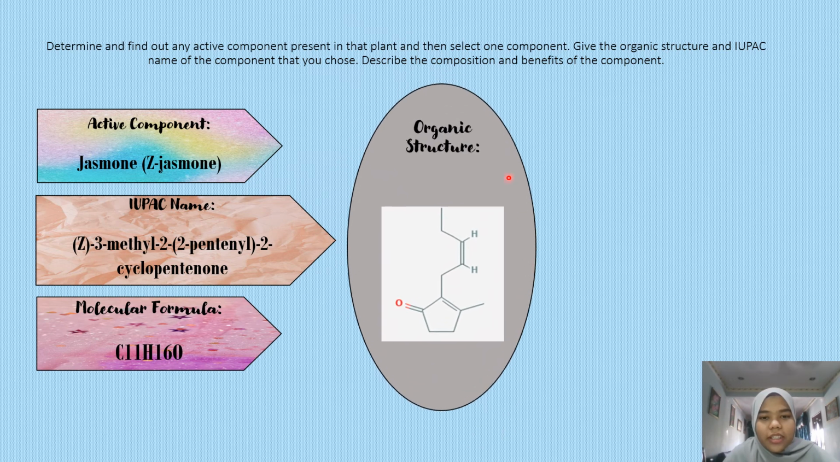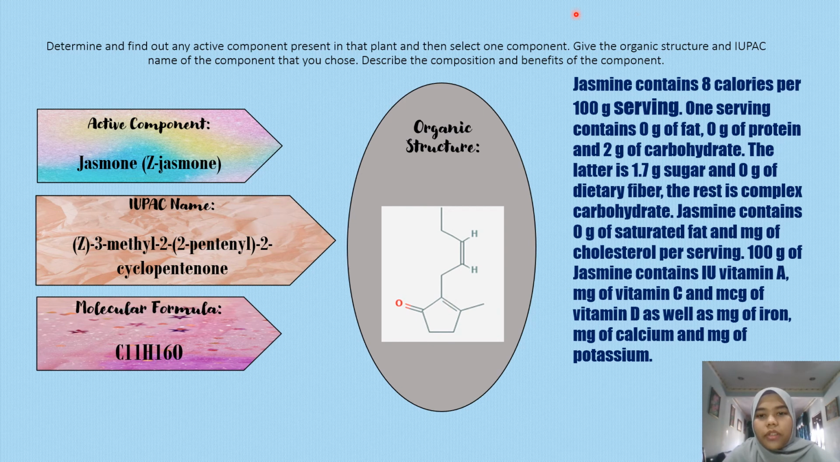Okay, so we can see here that the organic structure of jasmone is like this, and as we can see here, the functional group is ketone. Okay, next we proceed with the composition of jasmine. Jasmine contains 8 calories per 100 gram serving. One serving contains 0 gram of fat, 0 gram of protein, and 2 gram of carbohydrate. The latter is 1.7 gram sugar and 0 gram of dietary fiber. The rest is complex carbohydrate.